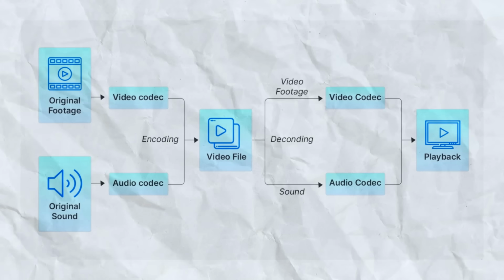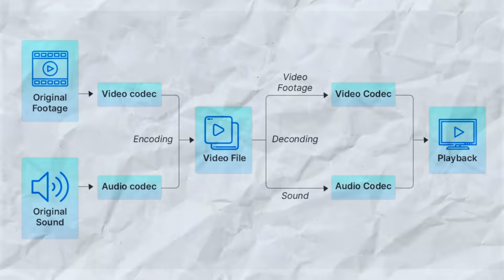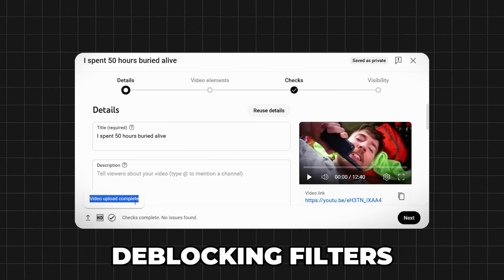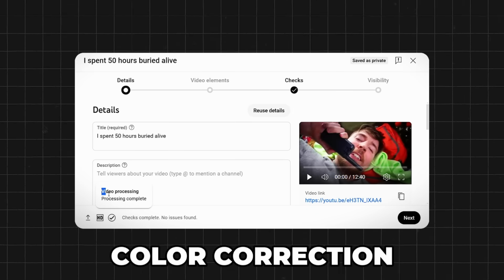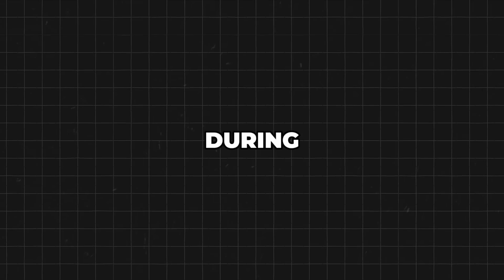But encoding isn't perfect, and it'll sometimes generate artifacts that need to be corrected. All this happens after the initial pass, which includes deblocking filters, noise reduction, and color correction to minimize compression artifacts that may have been introduced during encoding.